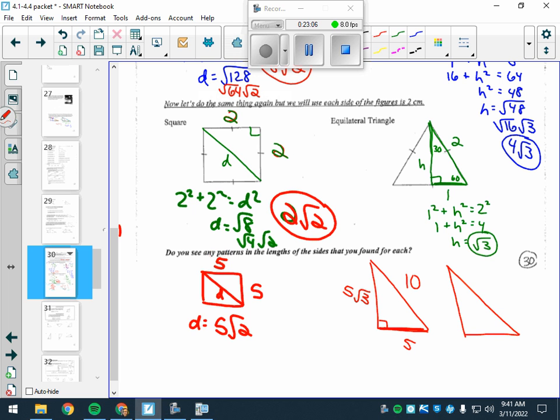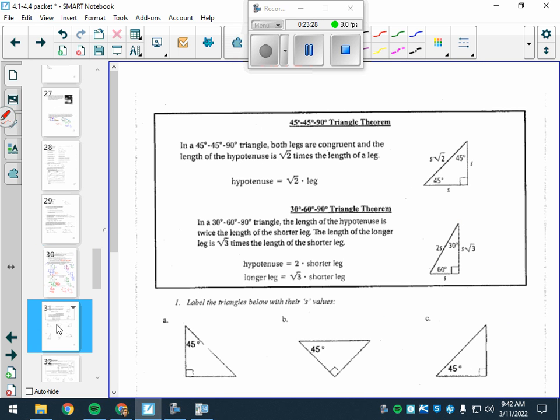This side is 16. What's this side? What's this side? See the pattern? Okay, so those are basically the memorized patterns of these special right triangles. And I do mean memorized. We do have to kind of memorize them. Let me show you the next page.